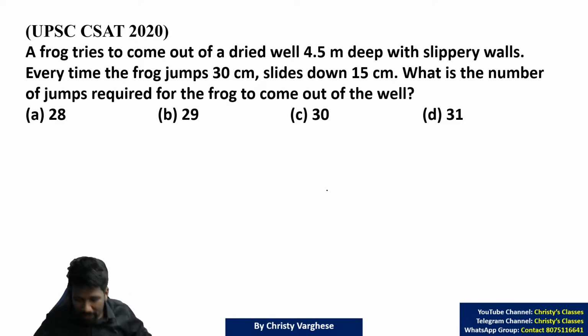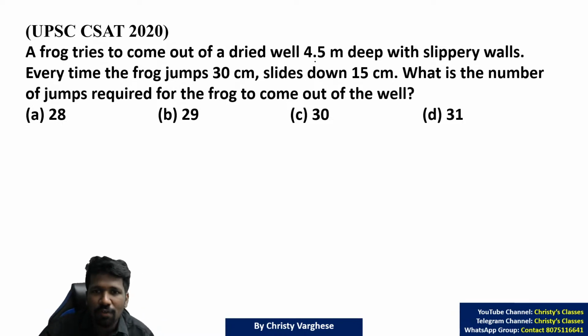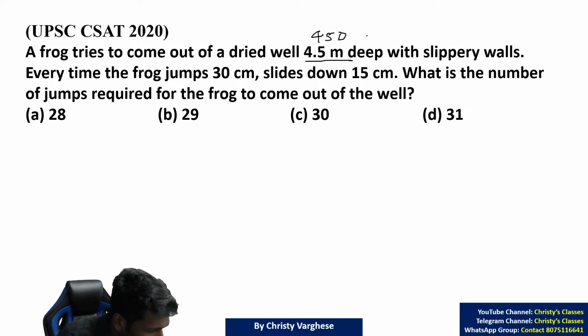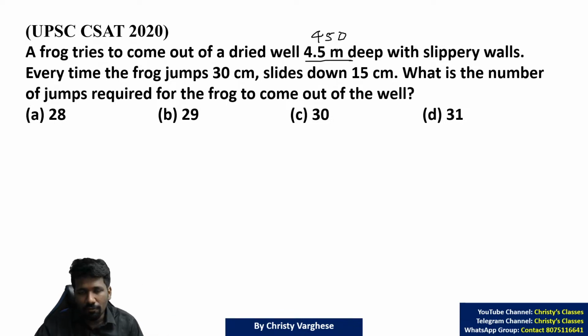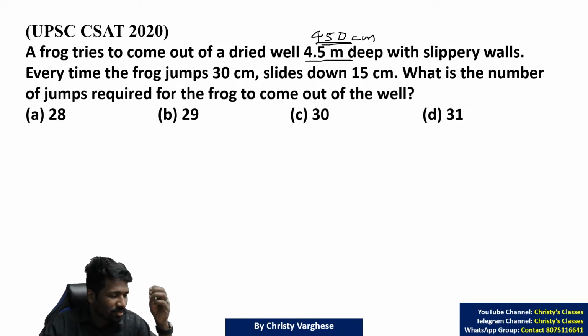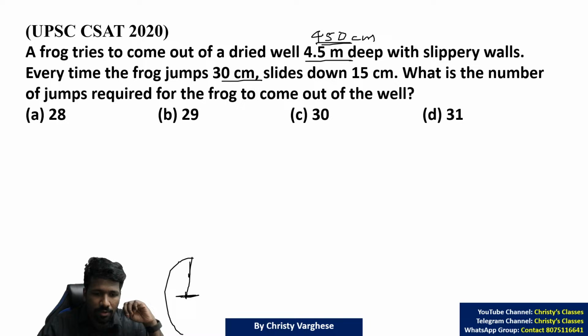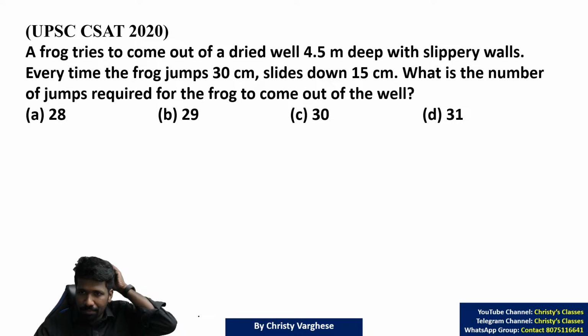Okay, many of you got an answer. Let's see. Very good. Many of you got it. A frog tries to come out of a dried well 4.5 meter. First of all, I will convert meter into centimeter by multiplying by 100, because 1 meter is 100 centimeter. Now 4.5 meter is 4.5 into 100, 450 centimeter, to avoid fraction. Every time the frog jumps 30 centimeter, slides down 15 centimeter. So the first jump is like this. First 30 centimeter upward, then only 15 centimeter downward. That means in effect he will be back to 15 centimeter after the first jump.